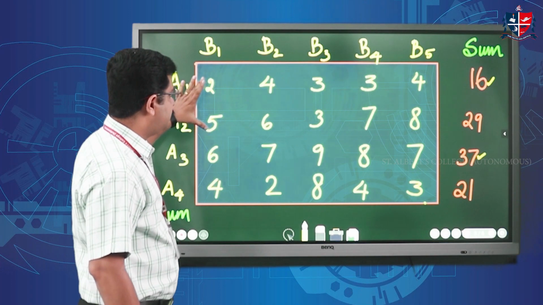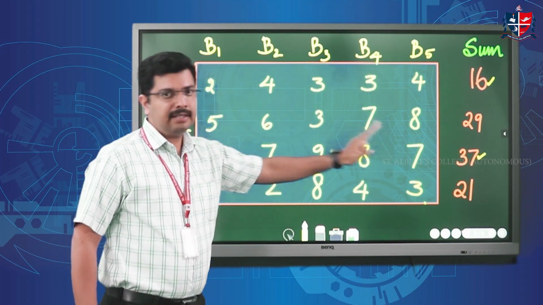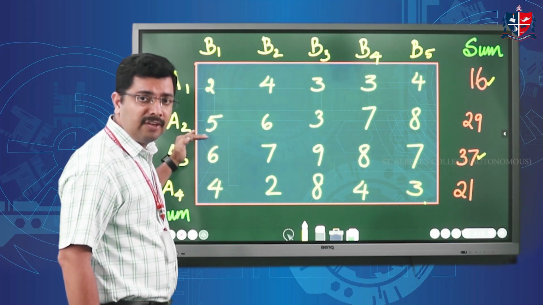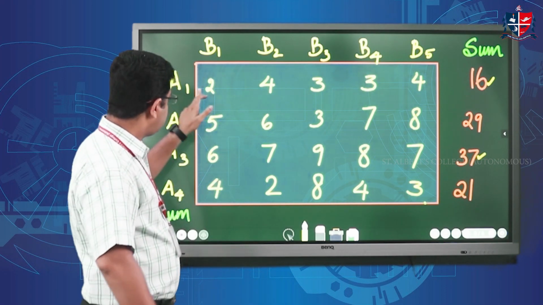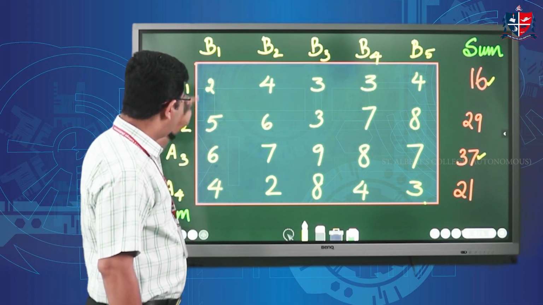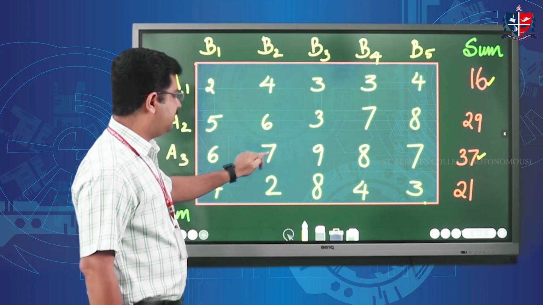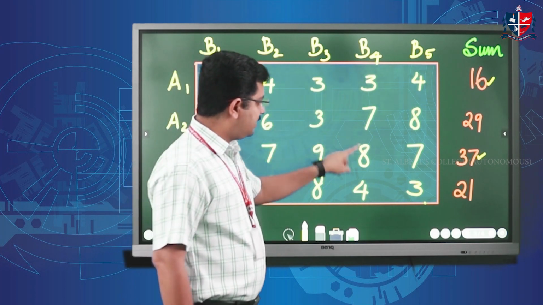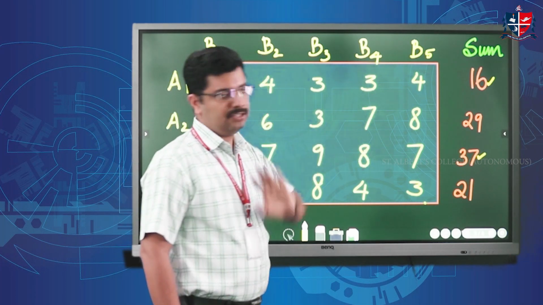Now you match them. 16 is the first row and 37 is the third row. You have to match them one by one and find out whether there is row-wise dominance. Now when you look at this, 2 and 6, 6 is dominating. 4 and 7, 7 is dominating. 3 and 9, 9 is dominating. 3 and 8, 8 is dominating. 4 and 7, 7 is dominating.